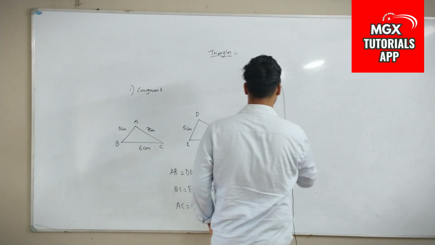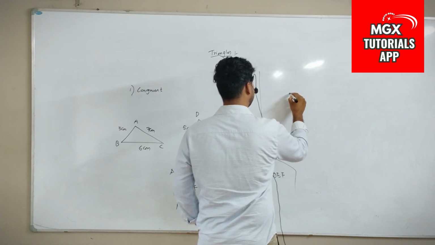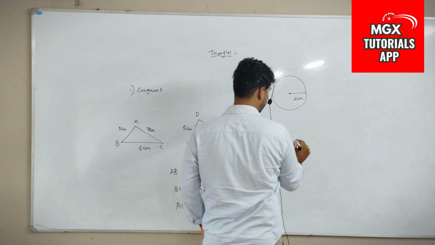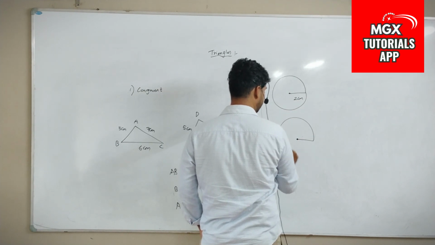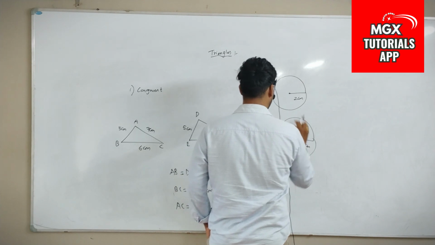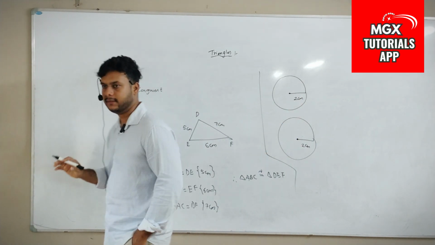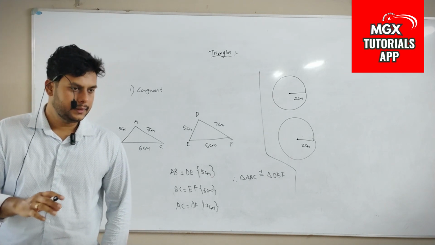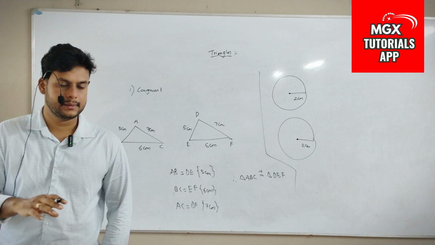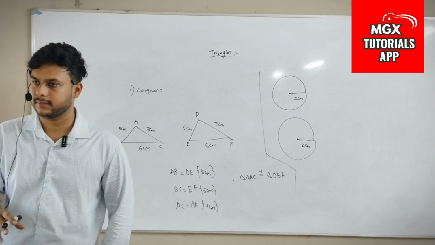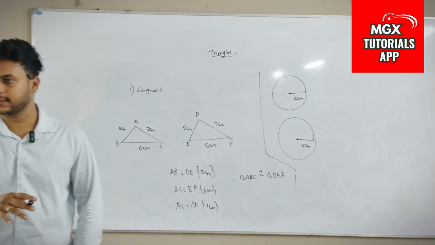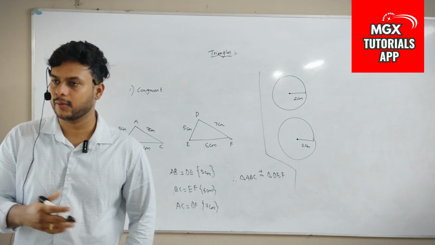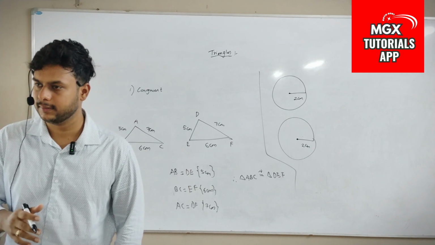One more example I'll give. If I take a circle, this circle has a radius of 2 centimeter. One more circle I will take. It has a radius of 2 centimeters. If I take the circle and place it over that, will they overlap or no? They will definitely overlap because both the circles have the same radius, same diameter. So when they overlap, we can tell they are congruent. Any doubts in congruency?